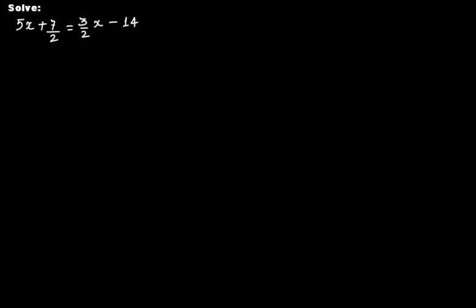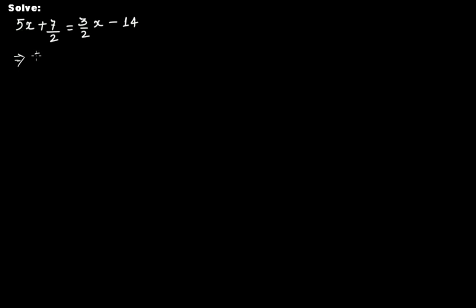In this video lecture, we are going to discuss how to solve linear equations in one variable when you have the variable on both the sides. Here we have 5x plus 7 by 2 is equal to 3 by 2 x minus 14. Clearly we have the variable x on both the sides, that is LHS and RHS. What we do is we bring the variables together.